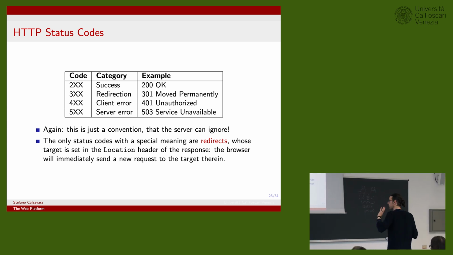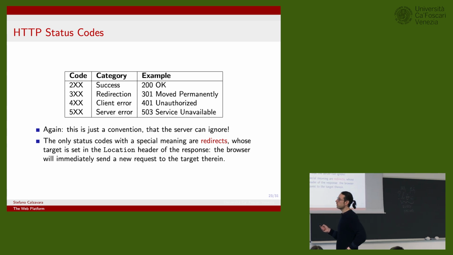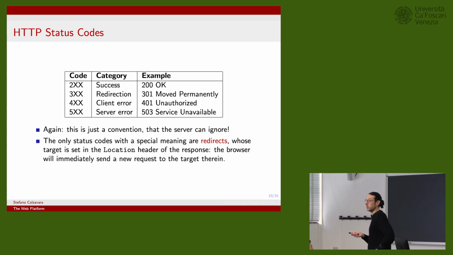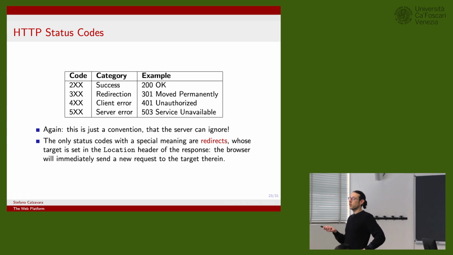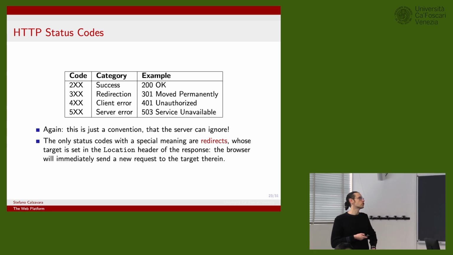So the request was potentially fine, but the server is dead or has some problem, and you are not able to access it. Again, let me stress that this is a convention. You can provide an error page with the 200 status code, but this is not what you are supposed to do. So developers can ignore this, but this is the convention.